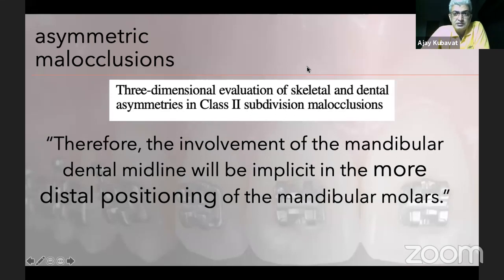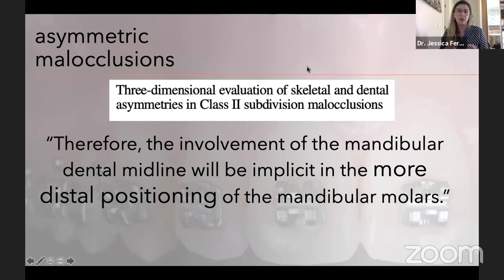In subdivision cases, yes, you can use the fixed functional appliance without extracting. This will depend on the malocclusion severity, but you have to consider the incisor protrusion. Like this patient Lucas, he already had incisor protrusion, so this makes the use of a fixed functional appliance difficult. However, if you have incisors well positioned, you can think about a fixed functional appliance without extracting.